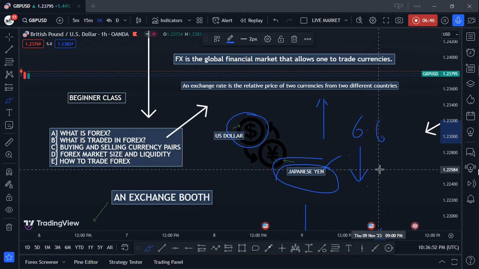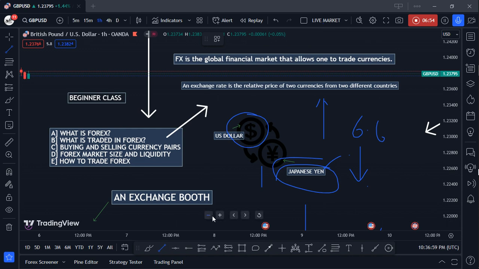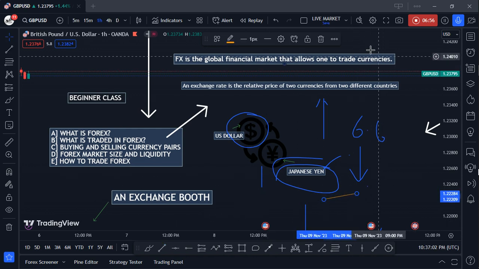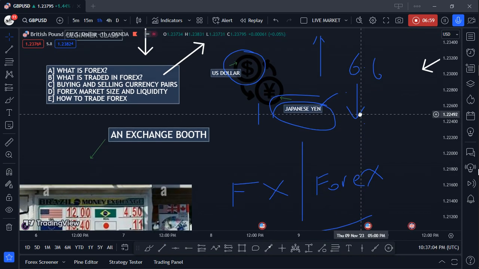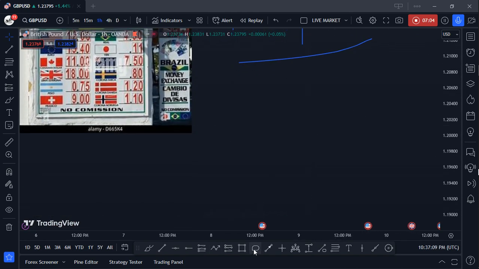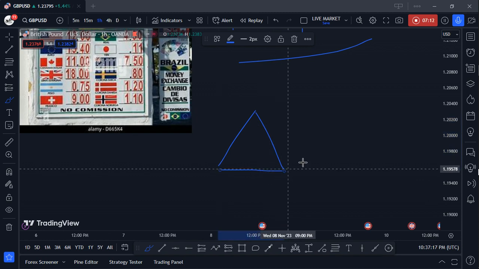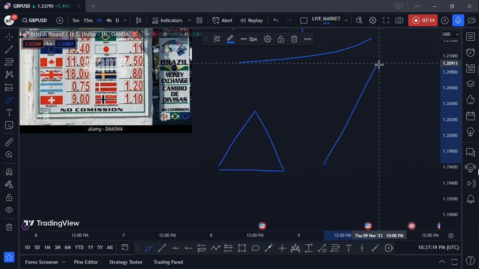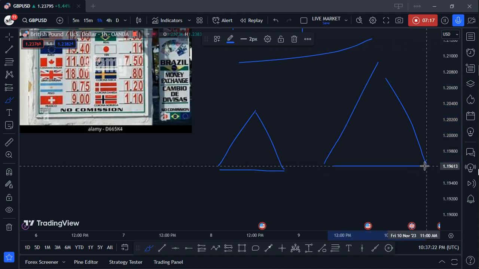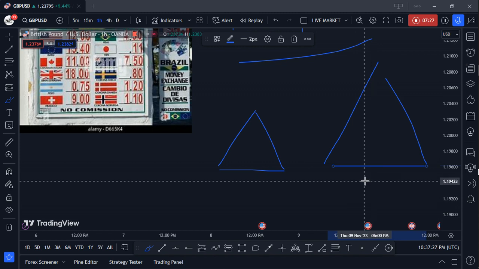Let's take a moment to put this into perspective. Let me put an example of a drawing. Let's say I put two triangles. This is a triangle A, and this is a triangle B. So I'm drawing this to compare the New York Stock Exchange market and the forex market.